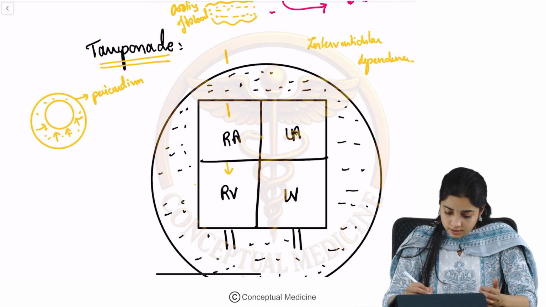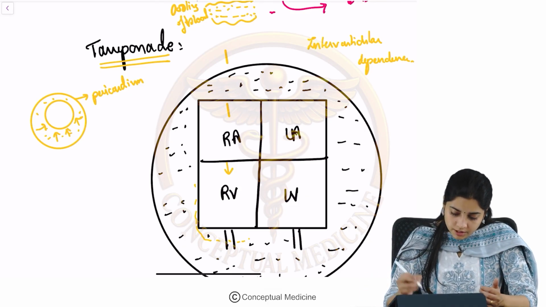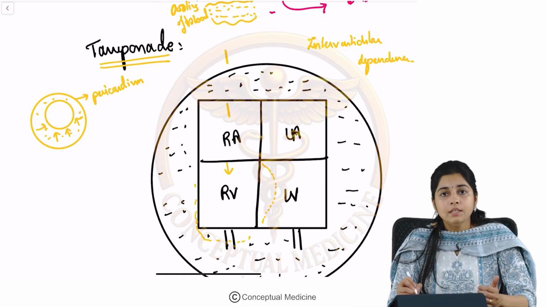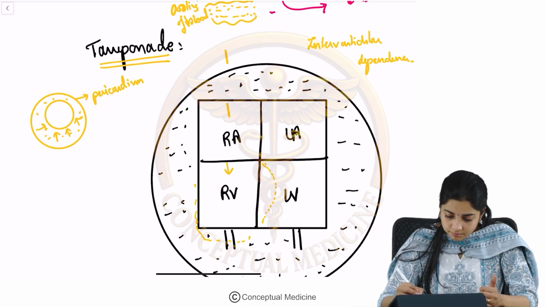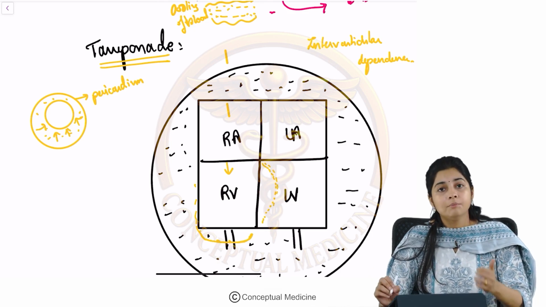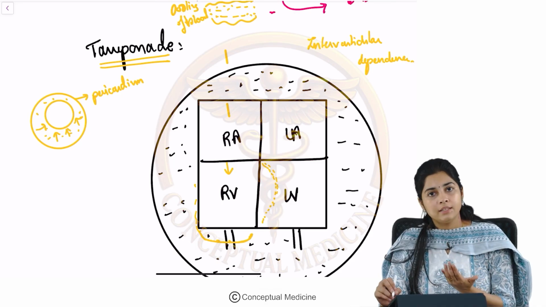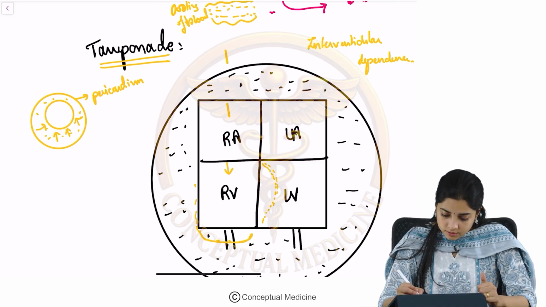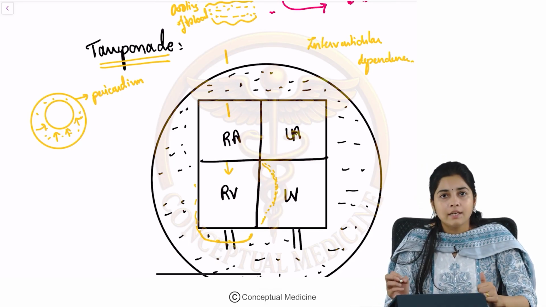Because the RV cannot expand further during inspiration, as the blood flow into the RV increases, it expands into the LV, right? So the septum moves into the LV. It cannot expand further into the pericardium because of the pressure in the pericardial fluid. So this expands into the LV.